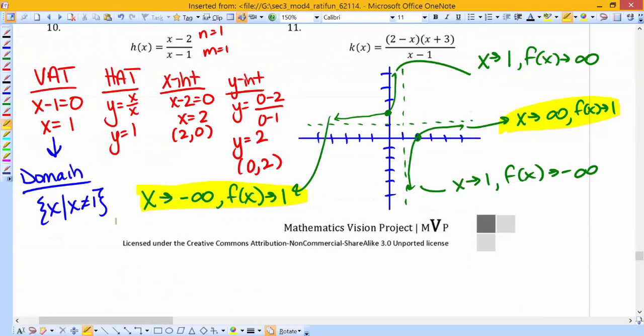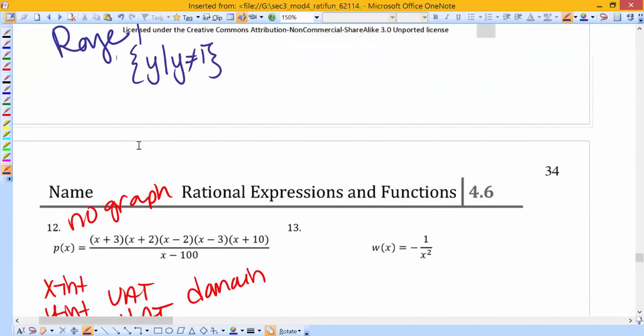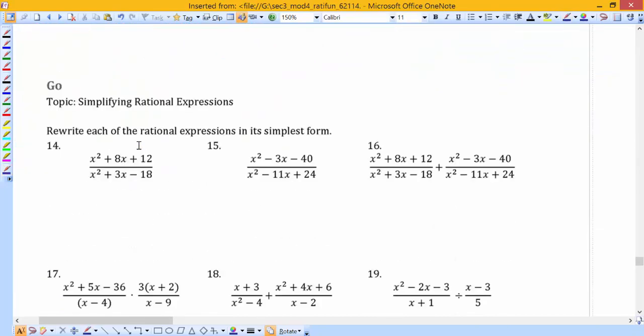So the range. The range I can only get after I have graphed this. So the range is the y values. So I start at the bottom, it goes up, up, up, up, up, up. Uh-oh, there's a horizontal asymptote. So it's y such that y cannot equal. What is our horizontal asymptote? 1. So the range usually will come from your horizontal asymptote. Not always, but usually it will come from your horizontal asymptote. All right, that takes care of the set, I believe.